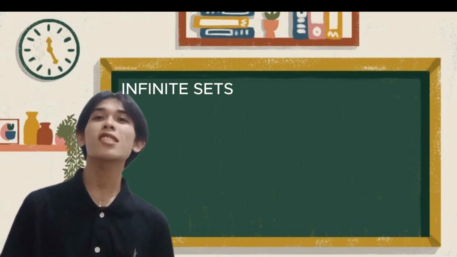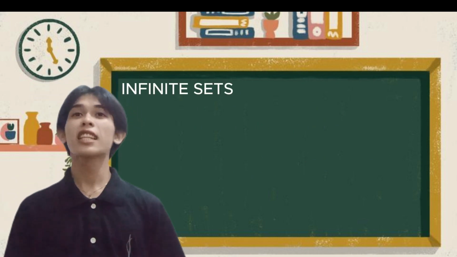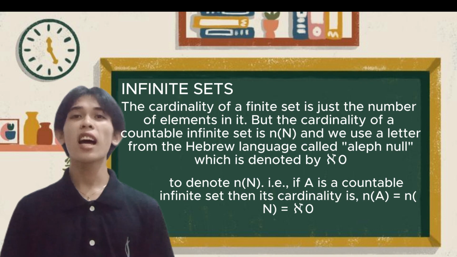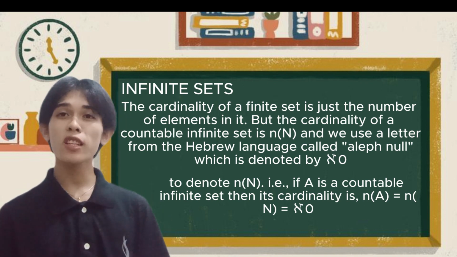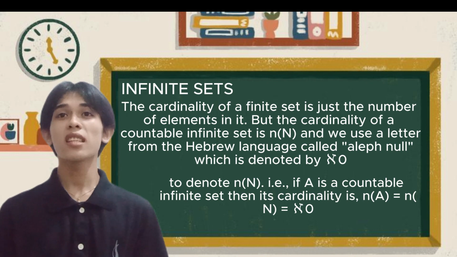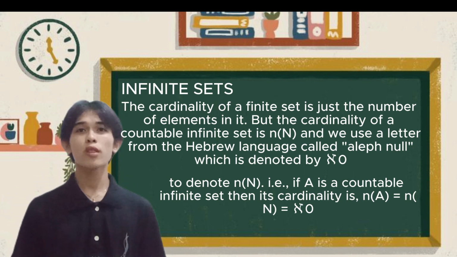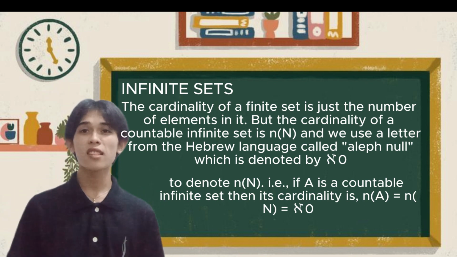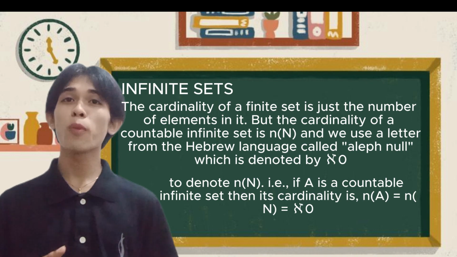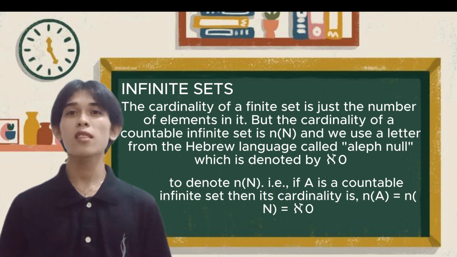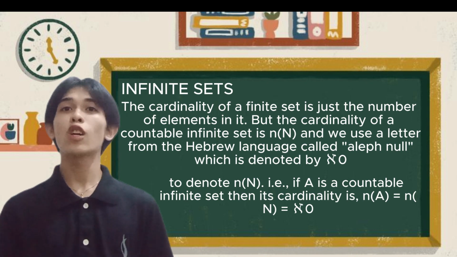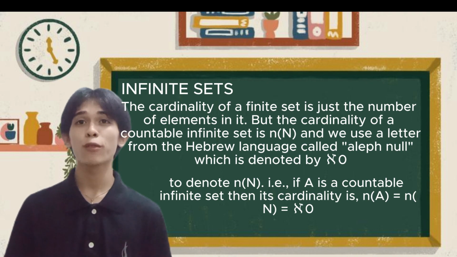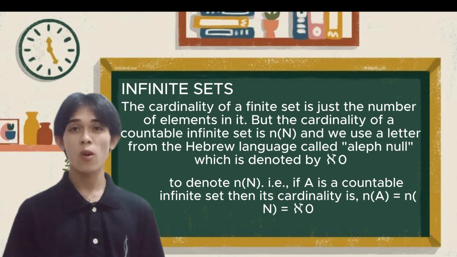Then, let us now proceed to infinite sets. As we have already discussed earlier in the first section, the cardinality of a finite set is just the number of elements in it. But the cardinality of a countable infinite set, by its definition that I have mentioned earlier, is n of N. And we use the letter from the Hebrew language, the Aleph Null, denoted by ℵ₀. It is used to represent the smallest infinite number. For example, if set A is a countable infinite set, then its cardinality is n of A is equal to n of N is equal to ℵ₀, or the null.